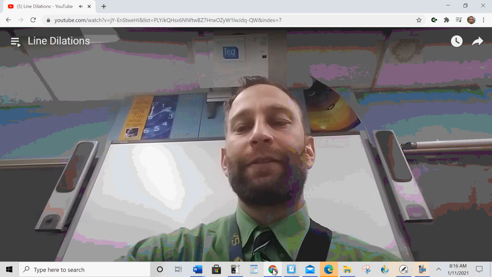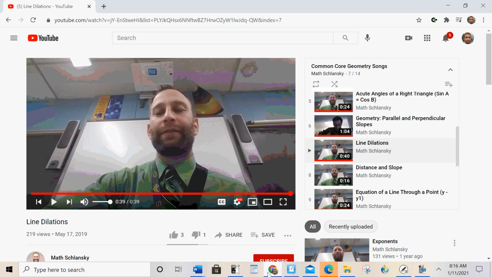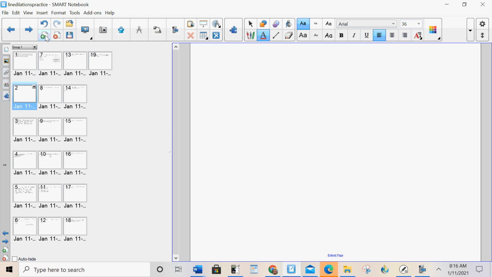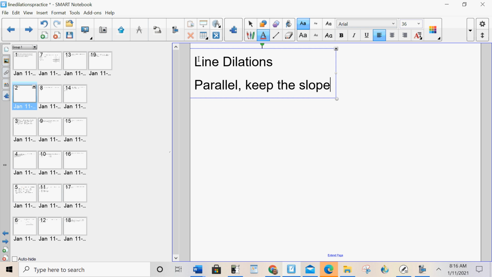So let's put those notes out here so we have them to refer to. This group of lessons has a lot of little things to know, but if you know all those little things, then it really comes together pretty nicely. So for line dilations, the image is always parallel, which means you're always going to keep the slope. No matter what, if I'm dilating a line, the image is always parallel, so we're always going to keep the slope.